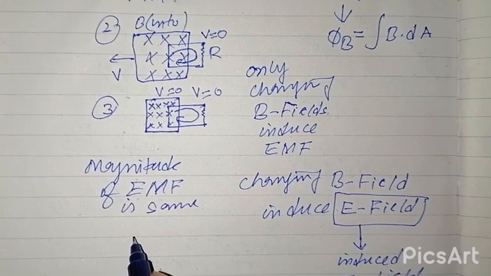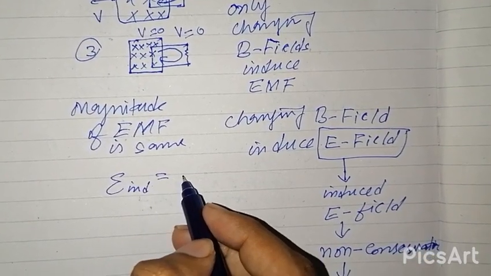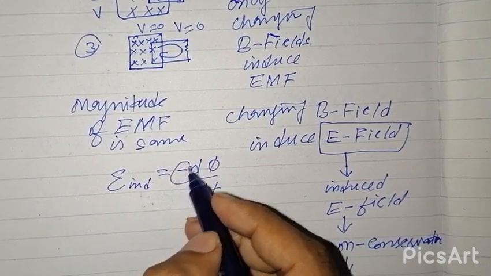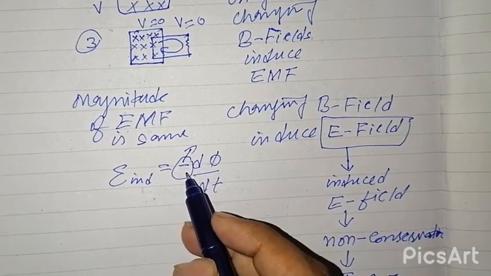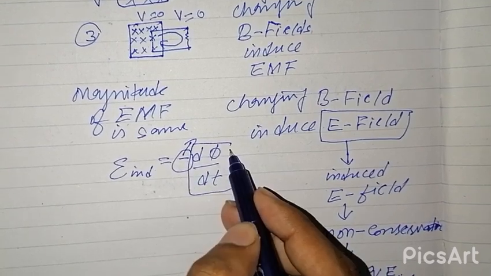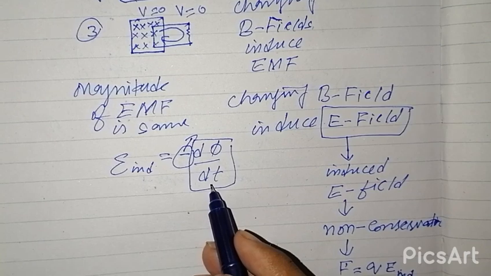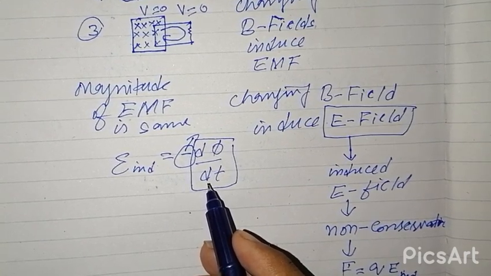And that induced EMF is given by minus d phi by dt, and here the minus sign is due to Lenz's law. So only changing magnetic flux can induce the EMF. Whenever there is a change in magnetic flux across any coil, it will induce EMF.